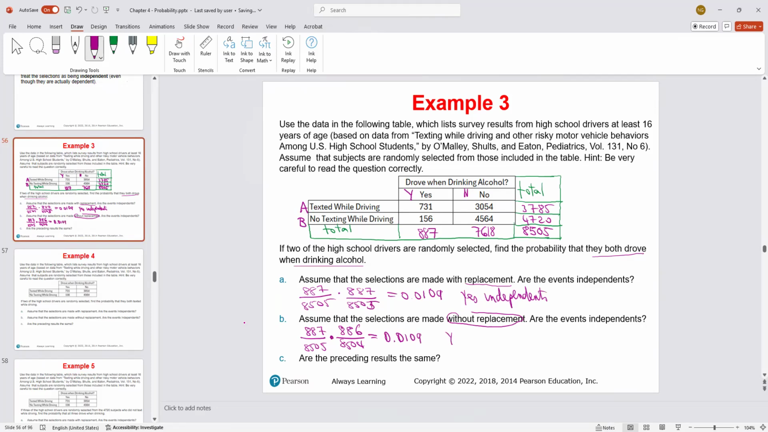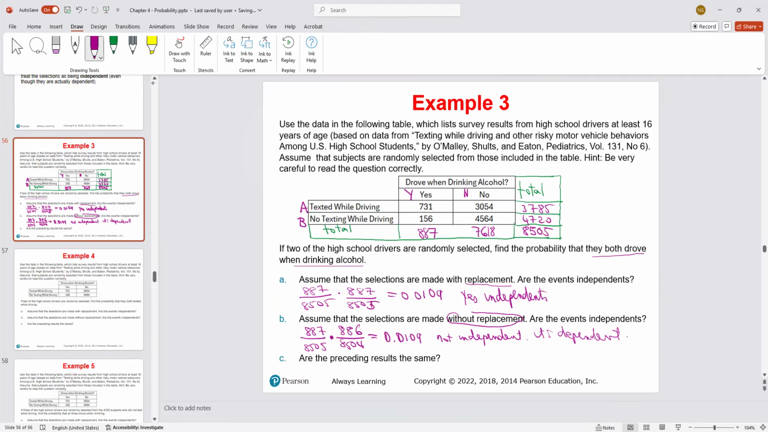If you take only 4 decimal points, yes, but this event is not independent. It's dependent. Why is it dependent? Because we do it without replacement. You see, the second one, we find it differently. Are these preceding results the same? Well, actually, they result the same, but if you take more digits, it would probably be different, okay?